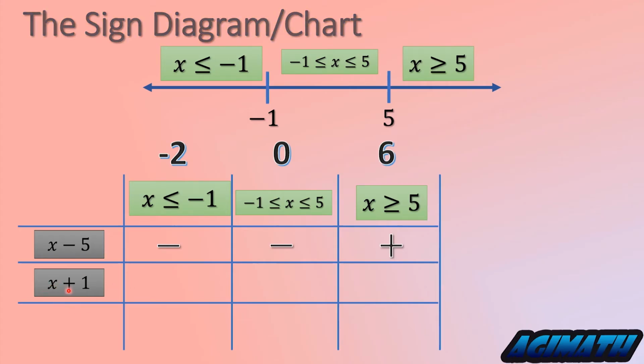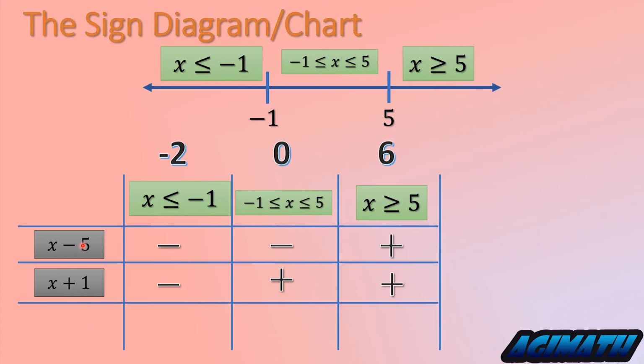Next, let us consider the next factor, which is x plus 1. If we substitute x by negative 2, that will become negative 2 plus 1. And what is negative 2 plus 1? It's negative 1. Therefore, the sign is negative. So I think now you realize the importance of learning signed numbers. Next value is 0. 0 plus 1 is positive 1, so the sign is positive. Next is 6. 6 plus 1 is 7, that is positive.